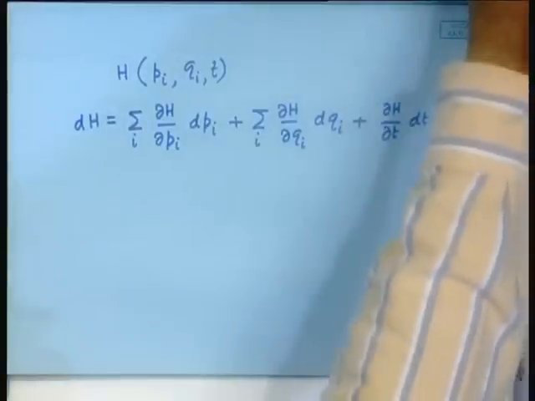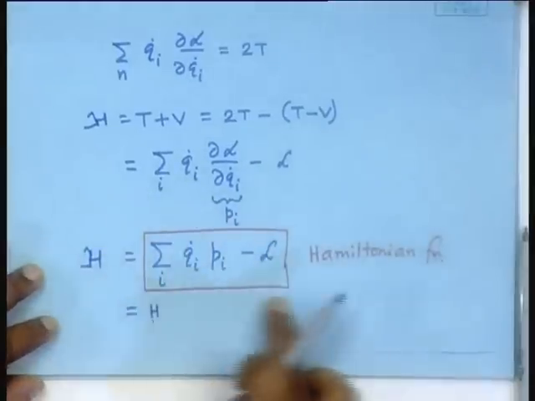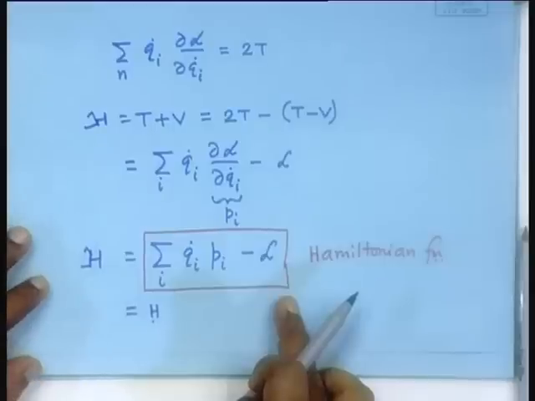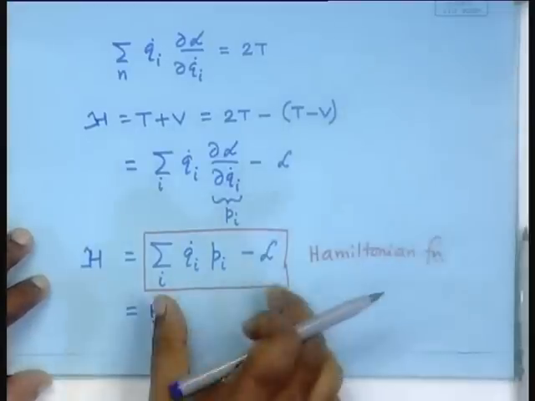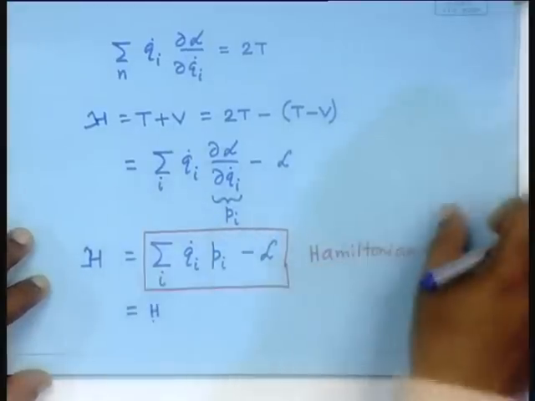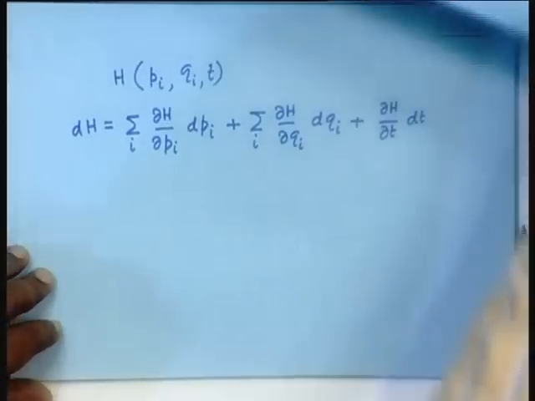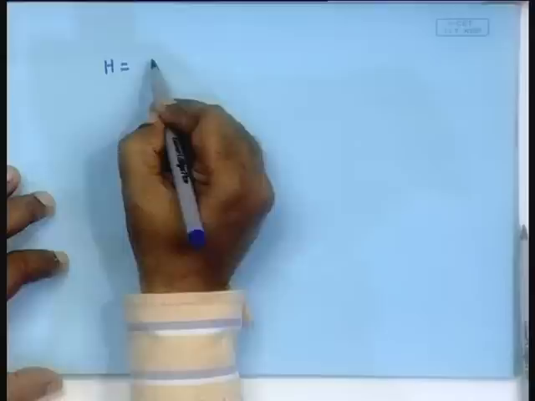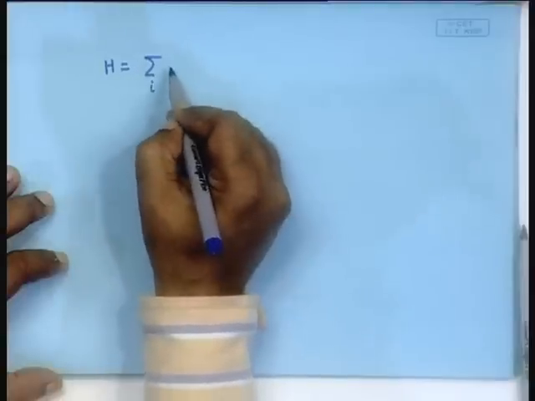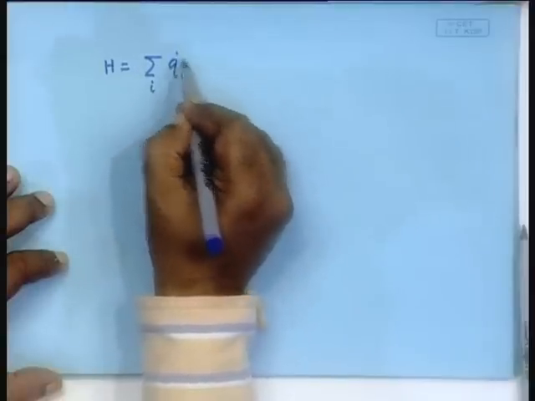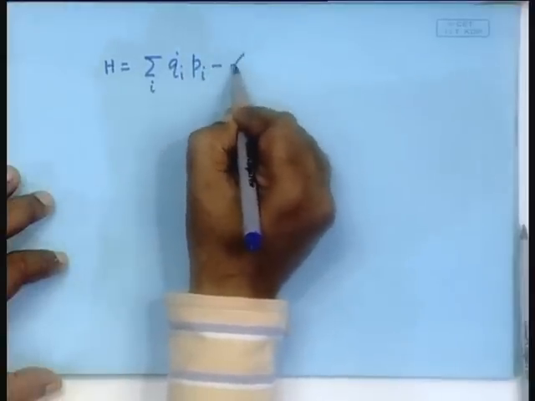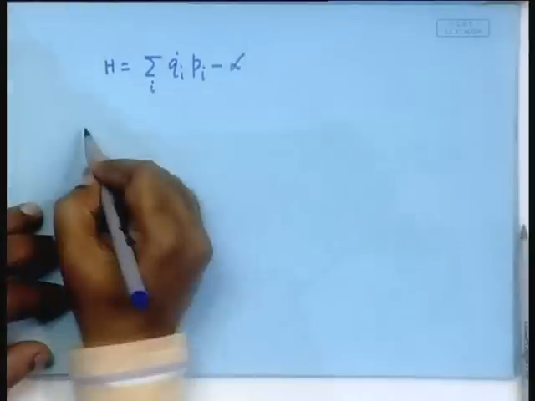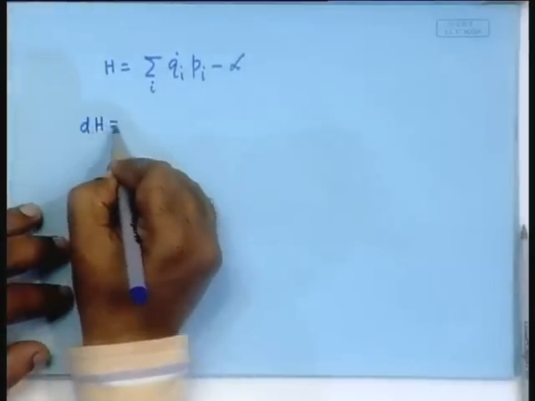We have seen that this is also equal to this term, right. So, we can also expand this term in the same way. Let us see what it yields. Let us keep it here. We have seen that the H is also the sum over i of q_i dot p_i minus the Lagrangian, and now I want to write it as dH. How will I write it?